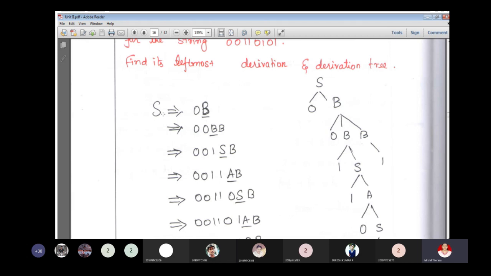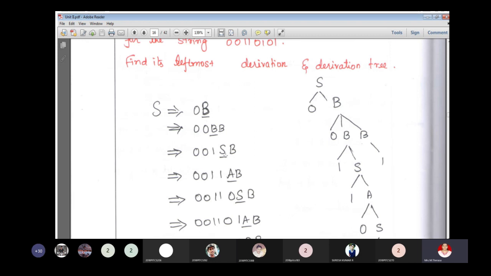Suppose you are replacing this B with 0B again. Next, in this step you have two B's. One is at left, another is at right. Always you have to choose the leftmost non-terminal to replace for leftmost derivation. So choose this B, and you can replace it with 1S.